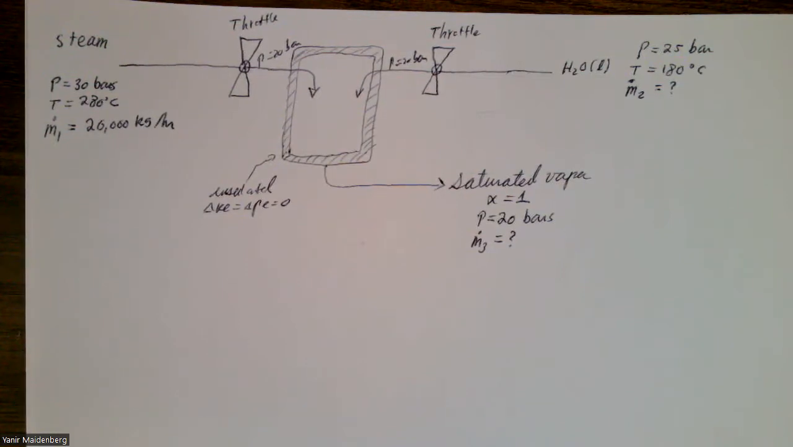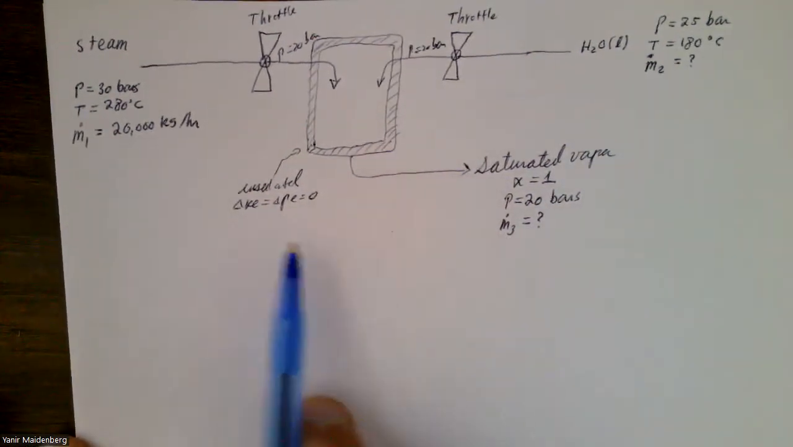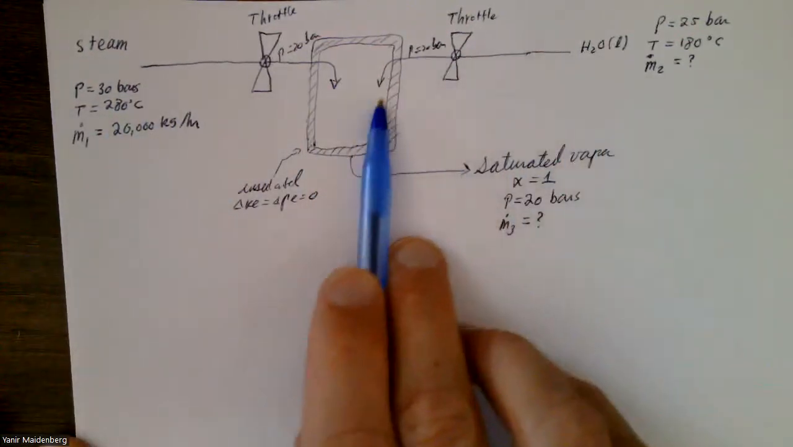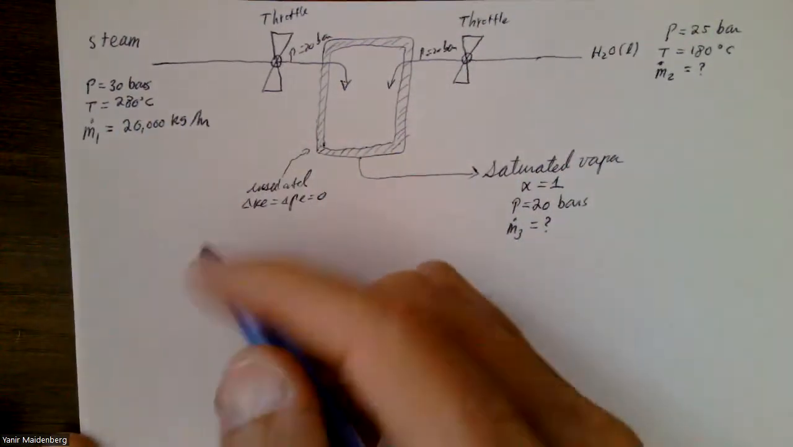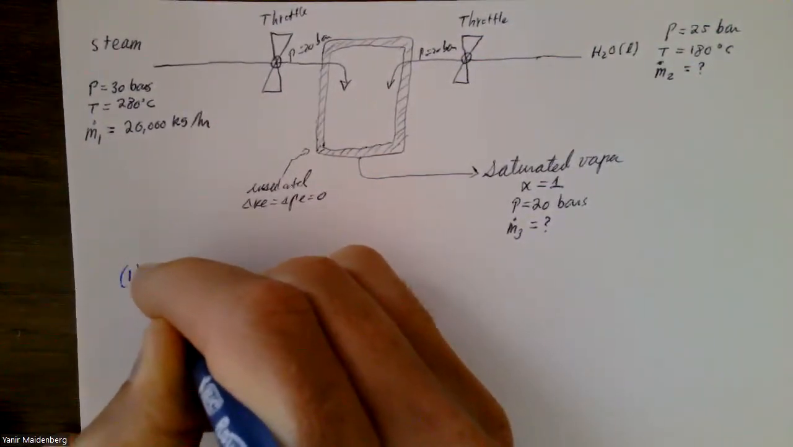Okay. I know that my mixer is well insulated, so no heat comes in and out. I also know that nothing is moving up or down, so there's going to be negligible change in kinetic and potential energies. Okay, so let's see what we could use. So this is an open system because I have things flowing in and out. And I know from open systems, I should probably start with continuity.